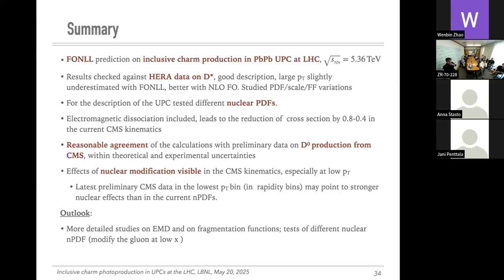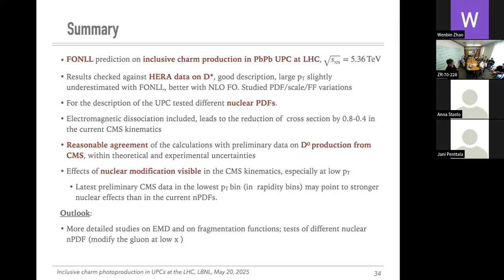Now we tested different nuclear PDFs for the UPCs. We included this EMD. The reduction in this current kinematics is by this factor. We do have, I would say, reasonable agreement with these D0 data. Now, there are some nuclear modifications visible, especially at low PT. So it may point to stronger nuclear effects.